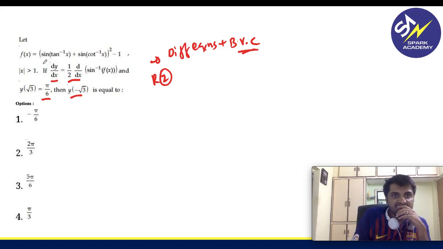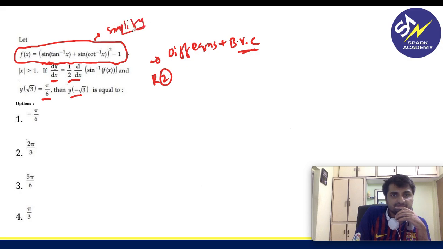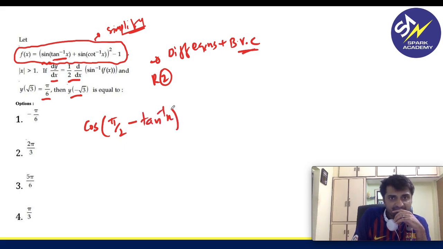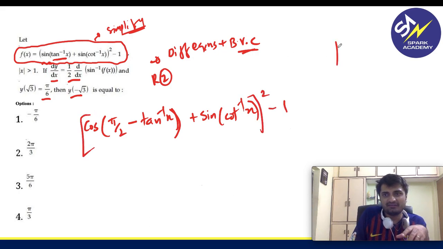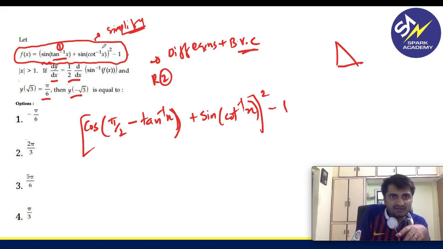Now again, guys, this is something where you can use your, so first what you can do is you can just simplify this. So sine of this, how do I convert into cos? So this I can write as cos of pi by 2 minus tan inverse x plus sine of cot inverse x, whole square minus 1. Or you can do it the other way. Just give it as 1, give it as 2.